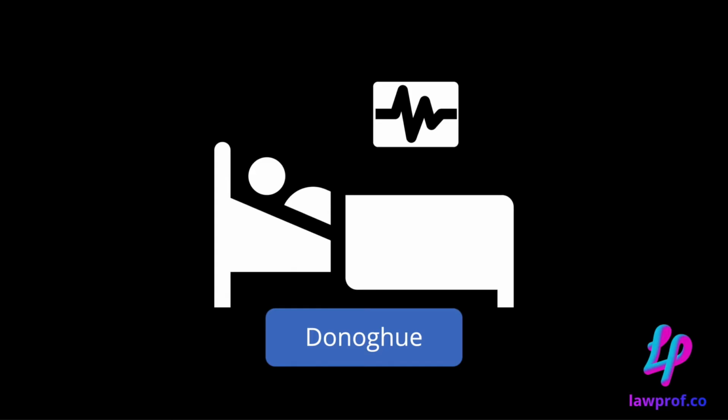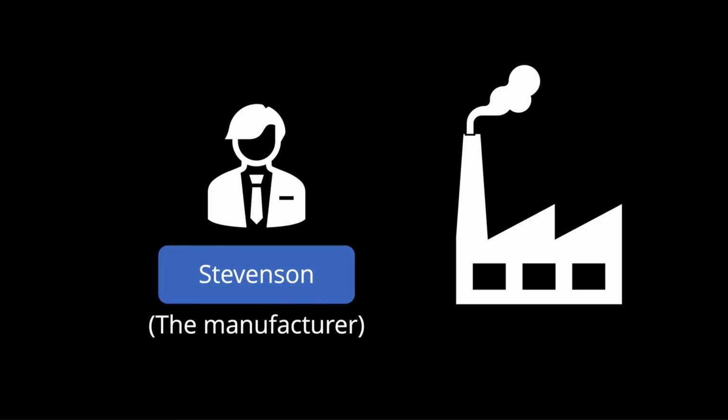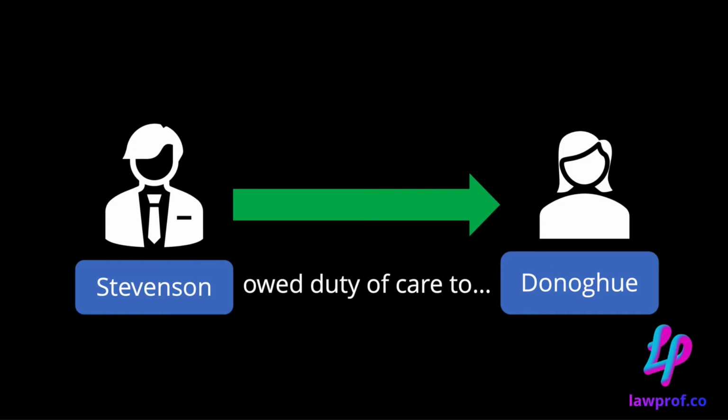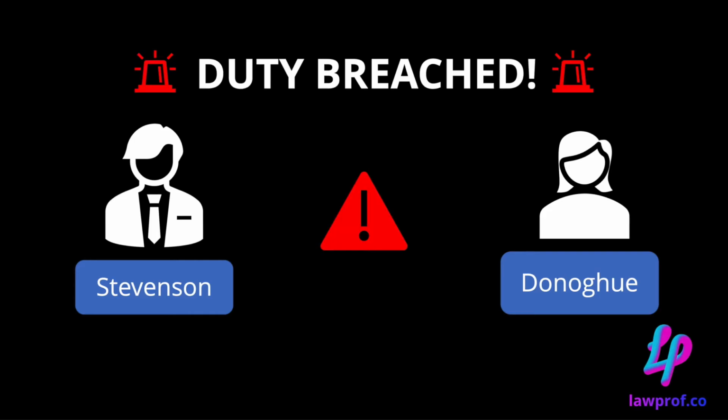Mrs. Donoghue wished to bring legal proceedings against Mr. Stevenson, and the question for the House of Lords to answer was whether the manufacturer owed a duty of care to Mrs. Donoghue despite there not being any contractual relations between the two. The House of Lords found that Stevenson was liable to Donoghue in negligence, as a duty of care was found to exist, which had been breached here.